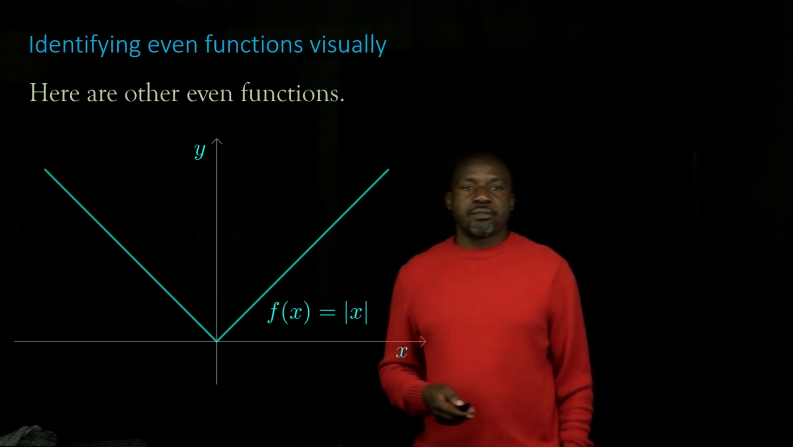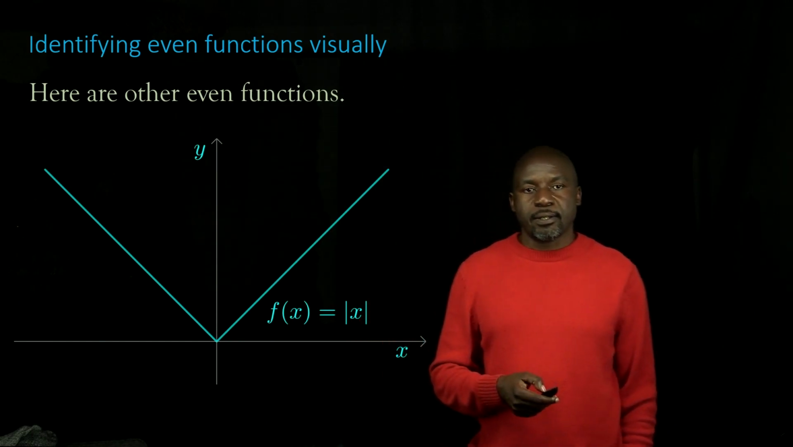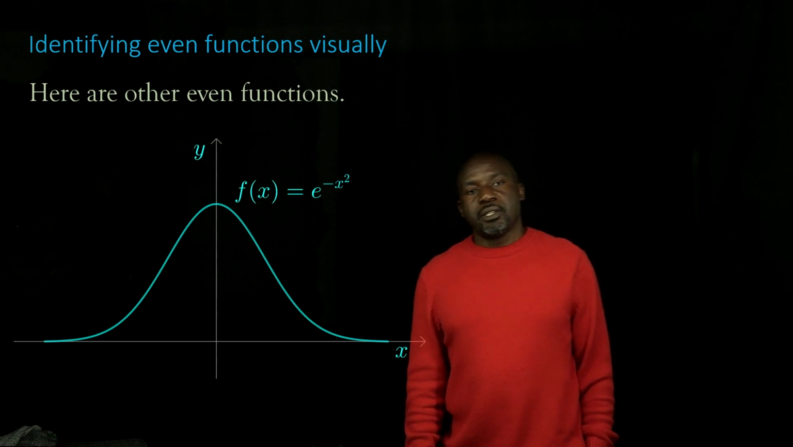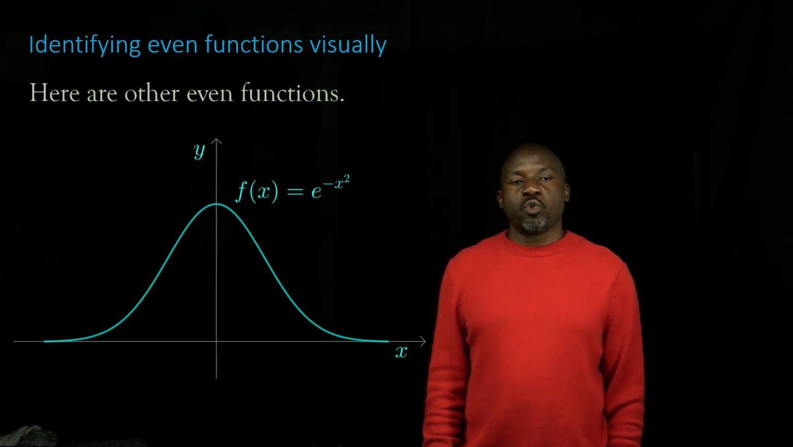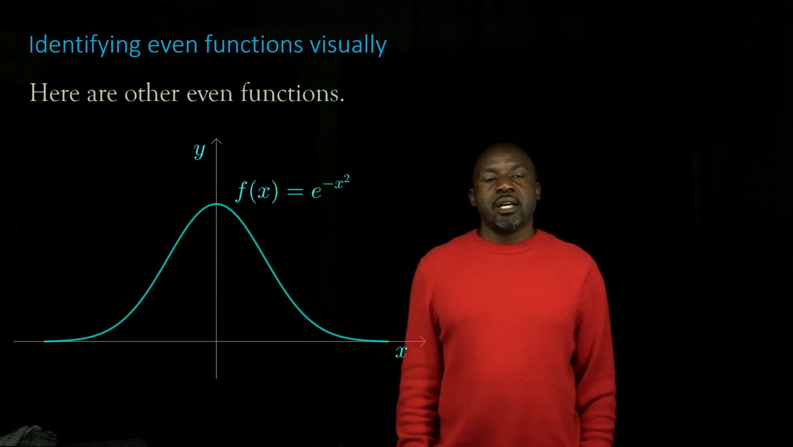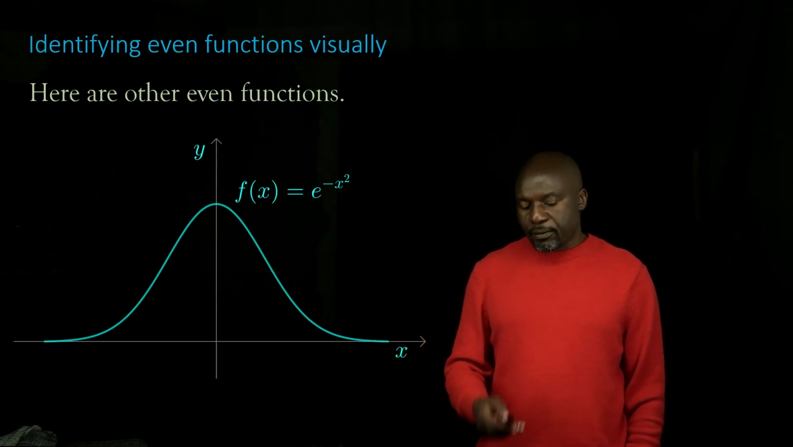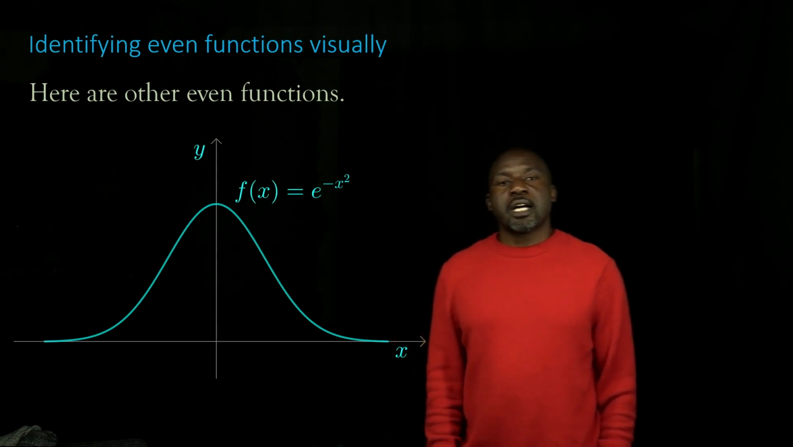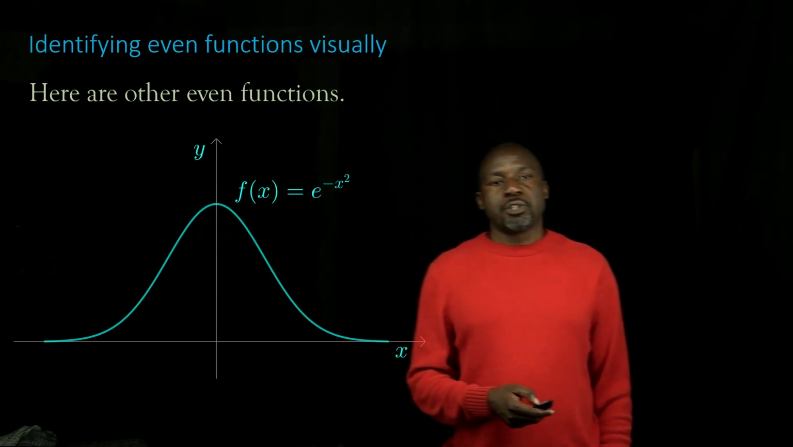Not all modulus functions will be symmetrical about the y-axis, but this one here is, okay? Here is another one. This is what we call the Gaussian curve, which we will meet again under normal distribution in probability. Again, you can see that this function is symmetrical about the y-axis. So for all these types of function, f of negative x will always be equal to f of x. Okay, that's an important result.